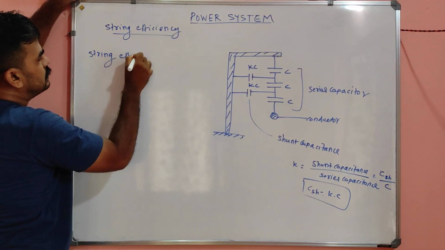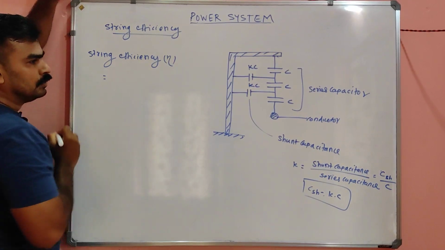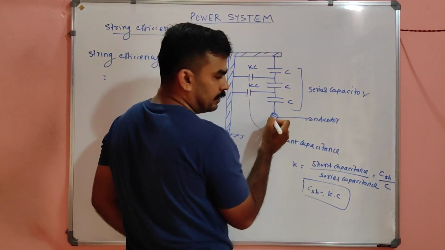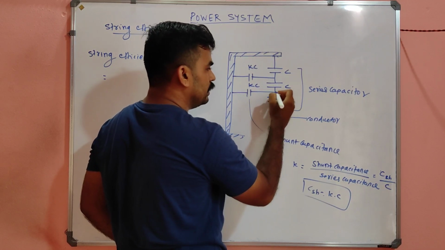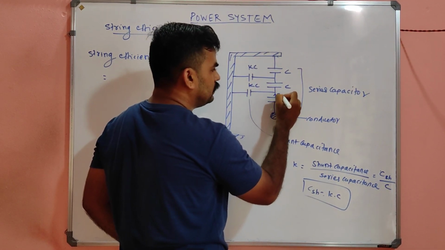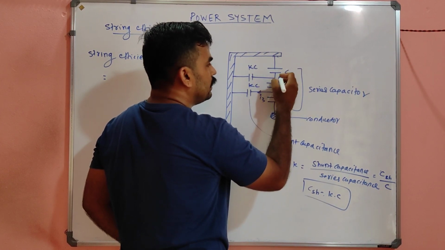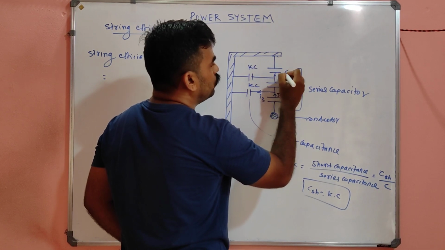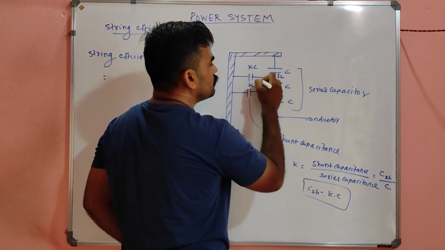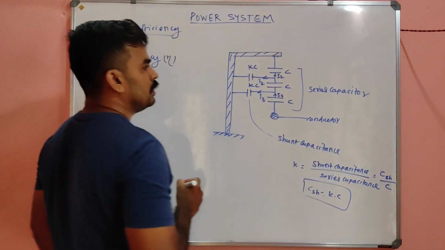String efficiency is nothing but, my dear, see, suppose this is the conductor now, so there is always a current, right? There is always a current which is flowing here. Let I3 be the current here and small I3 be the current here, and after this let capital I2 be this current here, and small I2 be the current here.